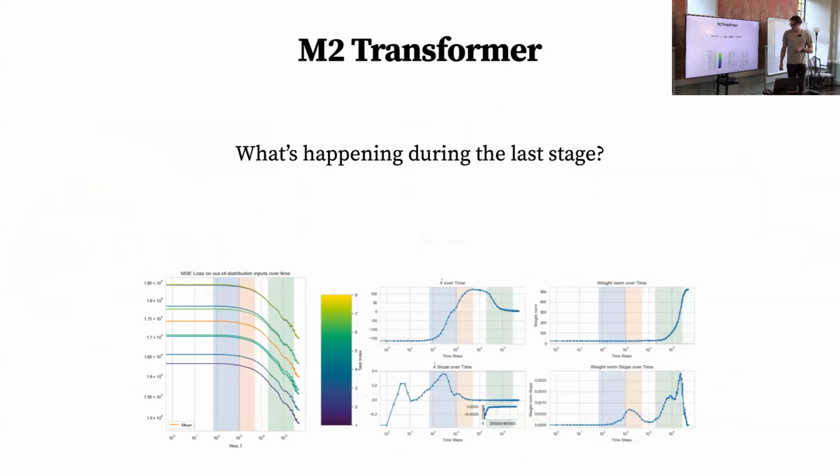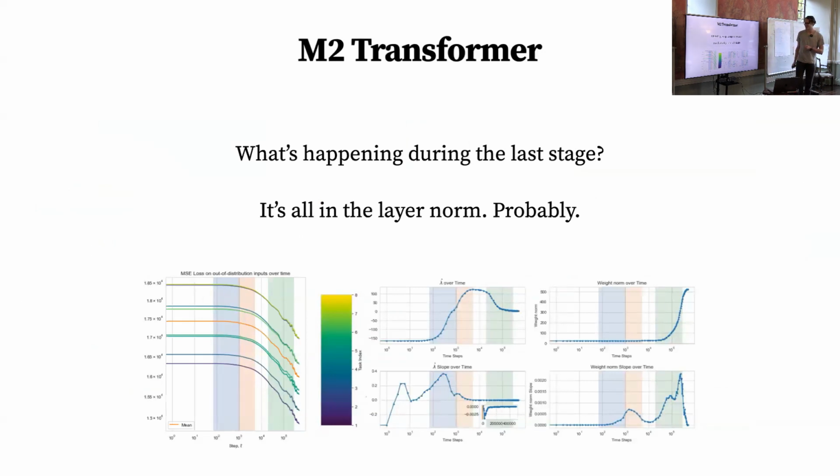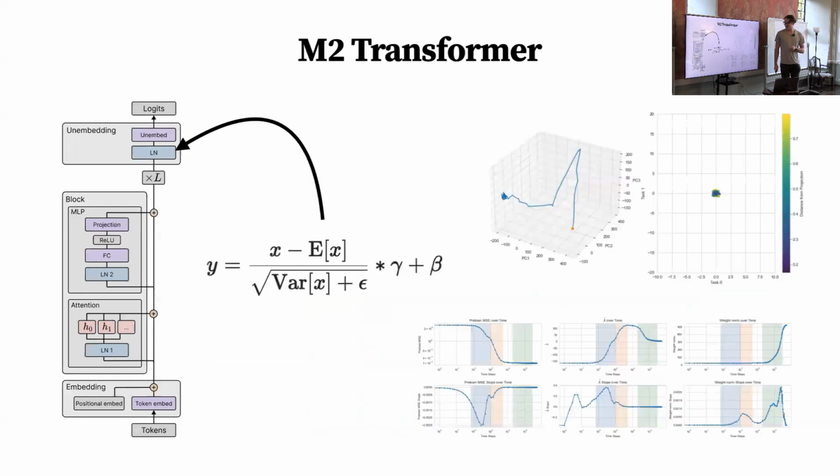Yeah. So maybe the question to ask is why? Why are things moving the way they're moving, especially for the last stage? Why is the thing that's happening during the last stage happening the way it's happening? So I propose it's all in the layer norm, probably. And the reason to see this is, again, we have a picture of the transformer we're actually using here. We have, in this case, 2 attention blocks. There's a layer norm before the unembedding, which implements this thing. All right, so this is the problem. This is nonlinear.